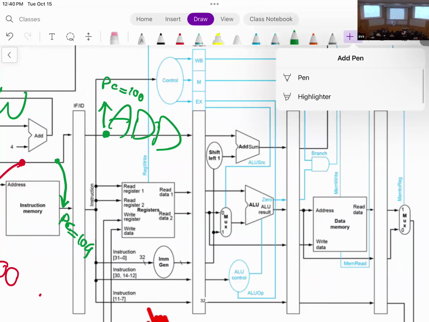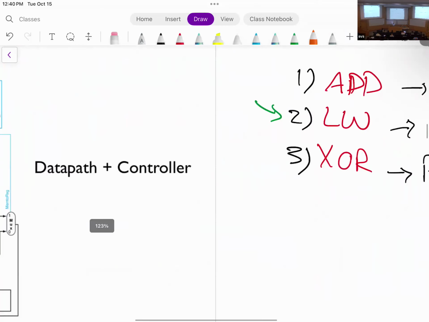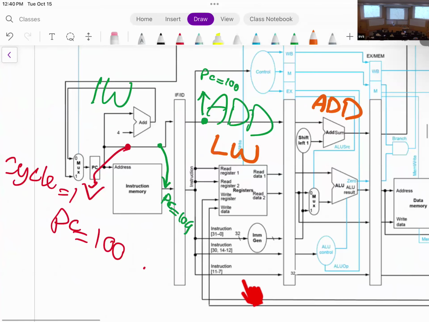Let's say my next cycle is, let's see if we can find another color. So next cycle, add will be here. Load word will be here. And now we are entering the third instruction, which is the XOR instruction, which will be here, okay? So now if I look at the number here, what is the number here? Anyone? 108, right? So PC would be 108 here.